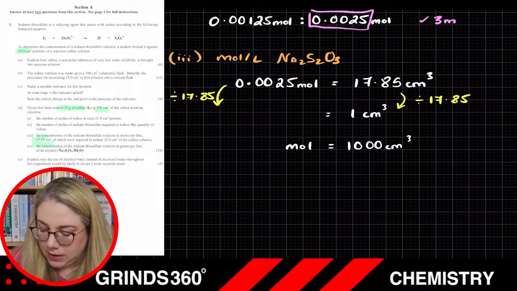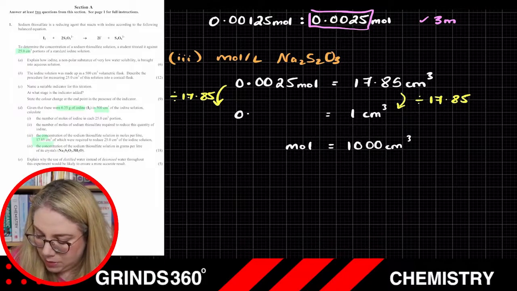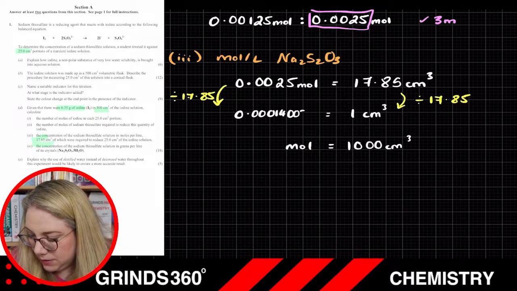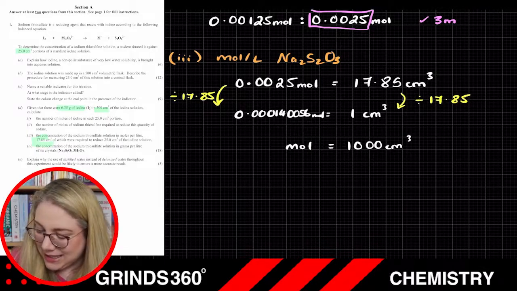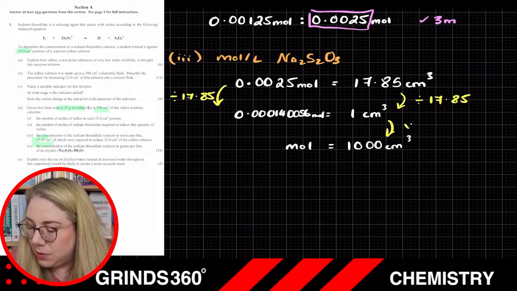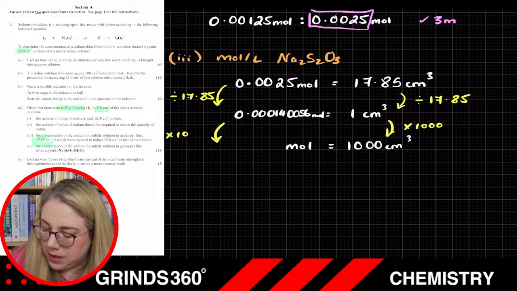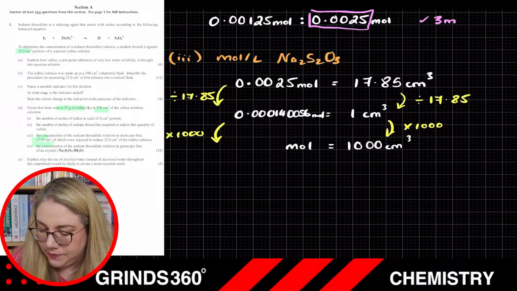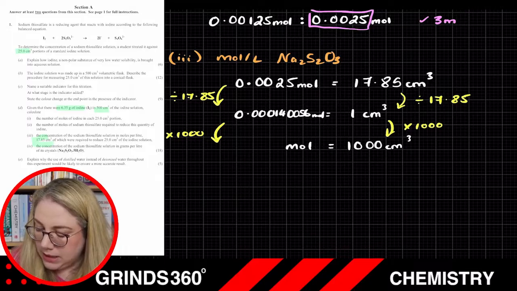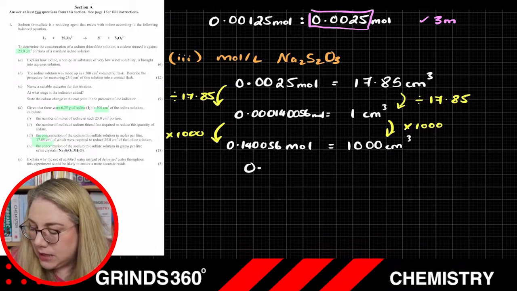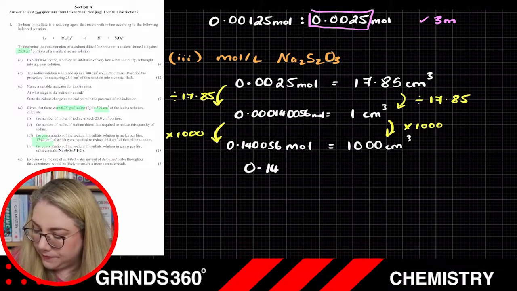0.0025 divided by 17.85 is a lovely number, 0.000140056. That's how many moles are in 1 centimetre cubed, but we want how many are in 1,000. So then we take our moles and we multiply by 1,000, which is 0.140056. So 0.14 moles per litre.